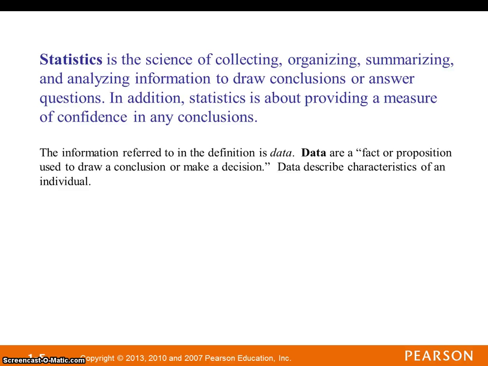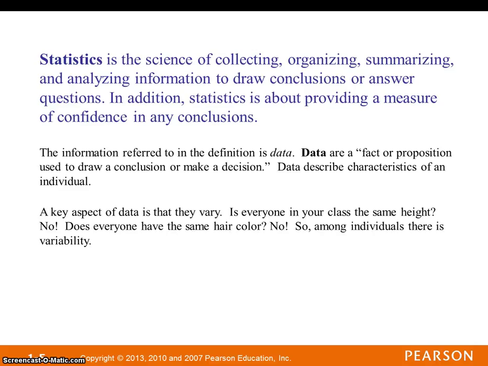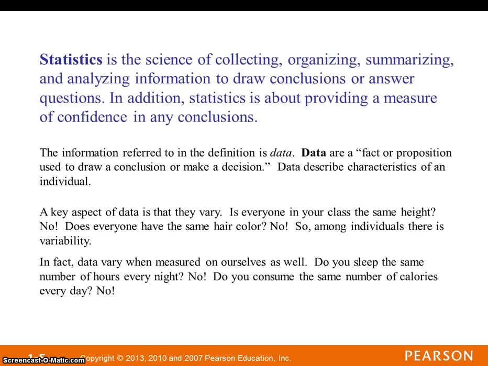Data describe characteristics of an individual. A key aspect of data is that they vary. Is everyone in your class the same height? Does everyone have the same hair color? No. So among individuals, there is variability. In fact, data vary when measured on ourselves as well. Do you sleep the same number of hours every night? No. Do you consume the same number of calories every day? No, you don't. One goal of statistics is to describe and understand sources of variability.